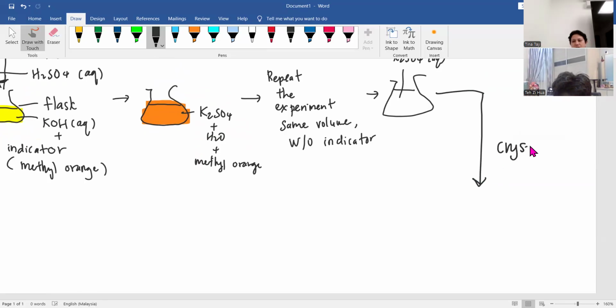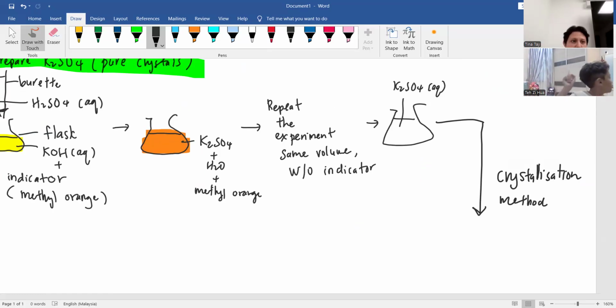So we use the crystallization method. Now it's a solution, right? How can I change the solution into salt crystals? What can I do? Do you understand the question? Evaporate the solution. Okay. Can you heat it up until it's dry?